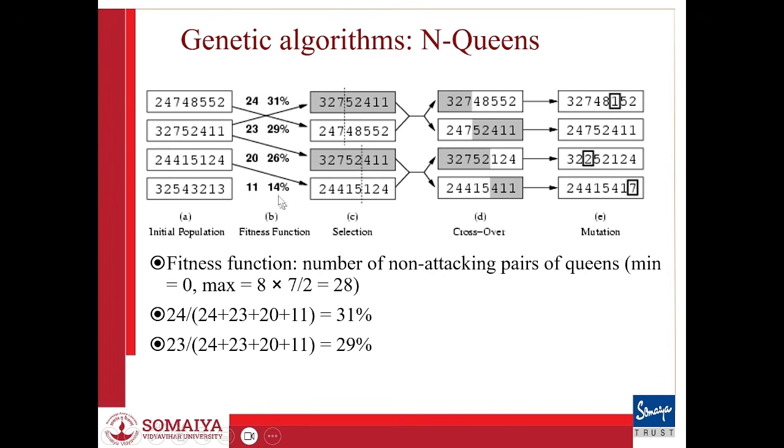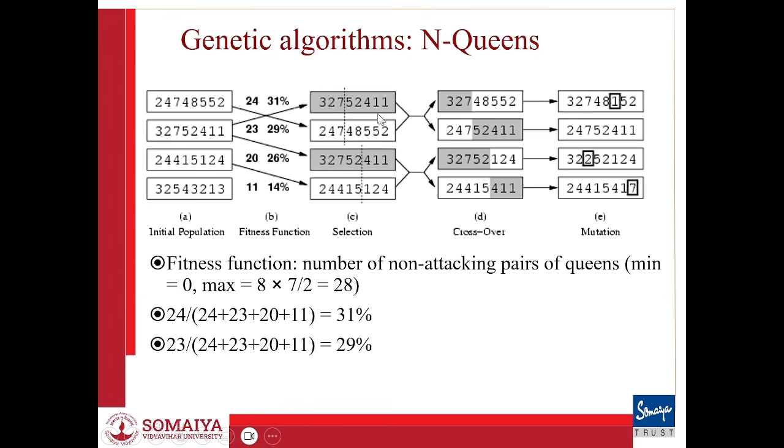They applied the fitness function and then they are organized in the order of desirability. So this one has 23 non-attacking pairs, this 11 non-attacking pairs, and accordingly they have organized them. So this goes for selection in the order of desirability.